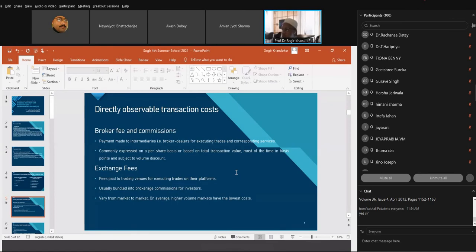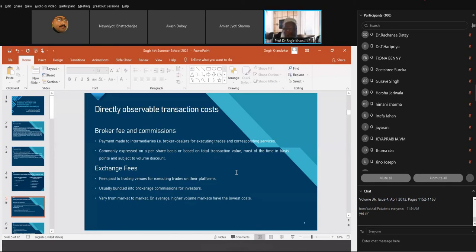First is the broker fee and commissions. These are payments made to intermediaries, that is the broker dealer, for executing trades and corresponding services. These are commonly quoted on a per share basis or based on total transaction value, most of the time in basis points, that is BPS, and subject to volume discounts.